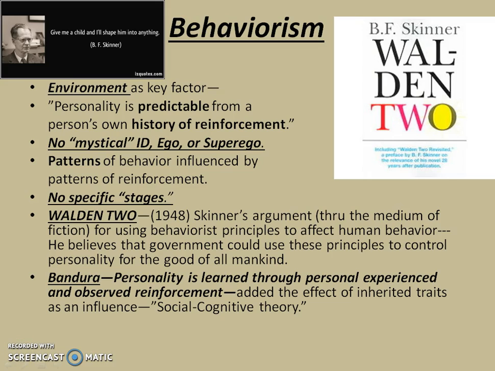There should not be much about this theory or these theories that's any kind of a surprise to you. This statement by Skinner that you see up there, "Give me a child and I'll shape him into anything," is a really good example of what Skinner really brought forward and what the behaviorists really believe. So again, environment is a key factor. Personality is predictable from your own history of reinforcement, and punishment you could throw in there too.